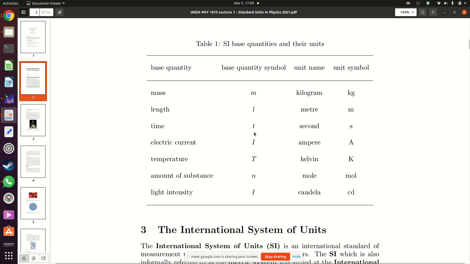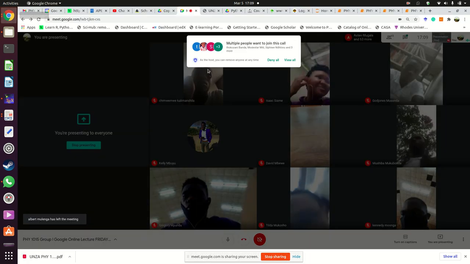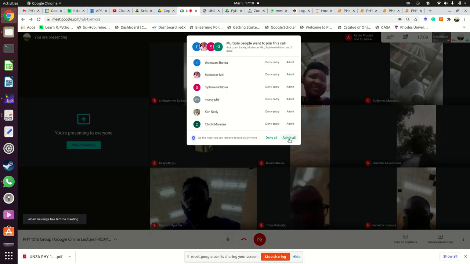We mentioned that the rest of the other physical quantities in physics, for example, density, volume, pressure, all those things which are not on this list, fall under what are known as derived quantities, because we can obtain expressions of those physical quantities by either doing a multiplication or a division of these base quantities.